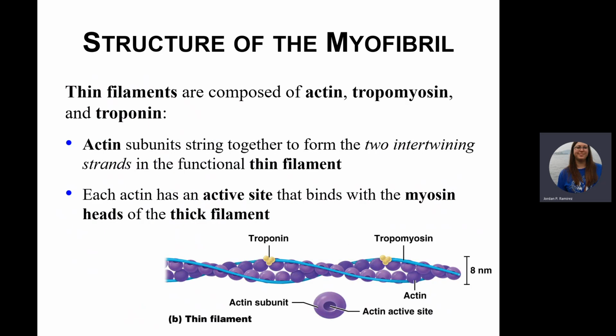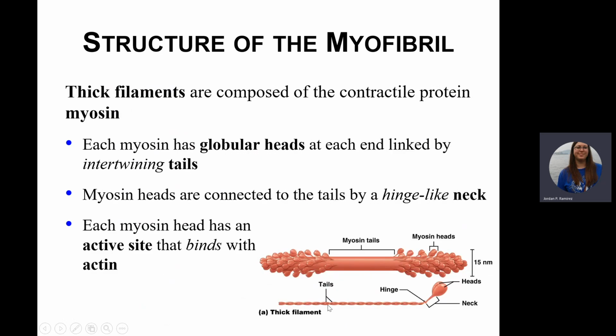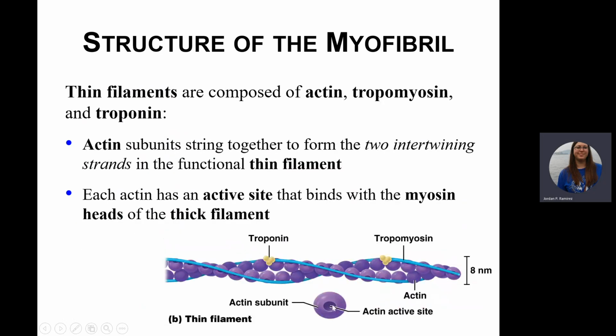Speaking of actin, thin filaments are composed of actin, tropomyosin, and troponin. The actin subunits, seen here in purple, together form the two intertwining strands in the functional thin filament. One string of pearls here, and another string of pearls here, or purple beads, whichever one you think about. Each actin has this kind of indentation here. It's called an active site, and that's where the myosin head is going to bind.